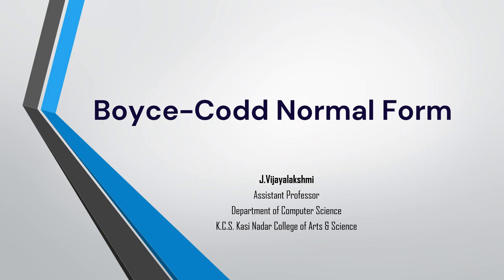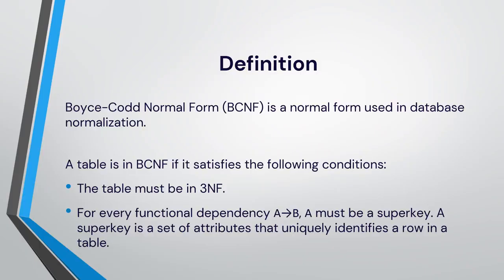In this video, we are going to see about Boyce Codd Normal Form. Boyce Codd Normal Form is a normal form used in database normalization. It is a stricter version of third normal form. A table is in Boyce Codd Normal Form if it satisfies the following two conditions.